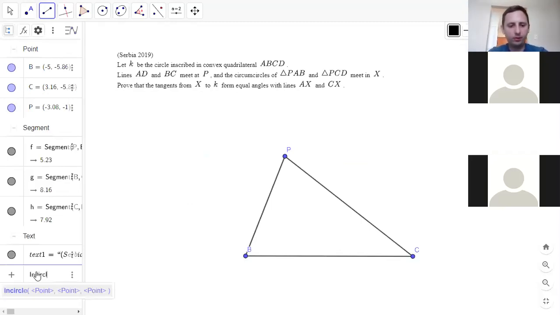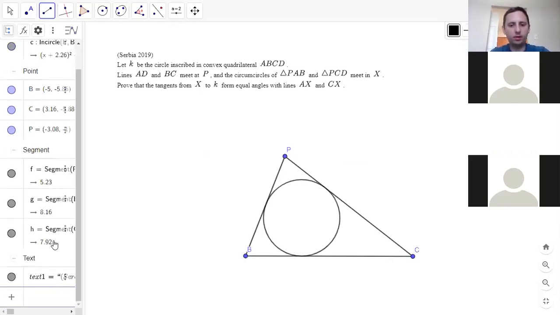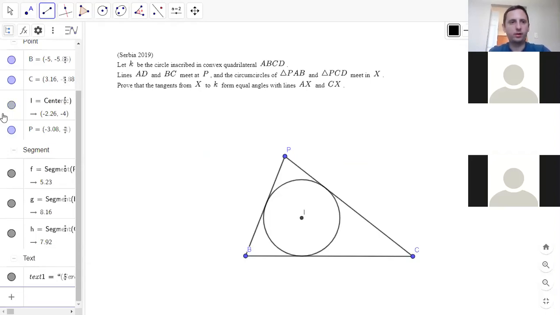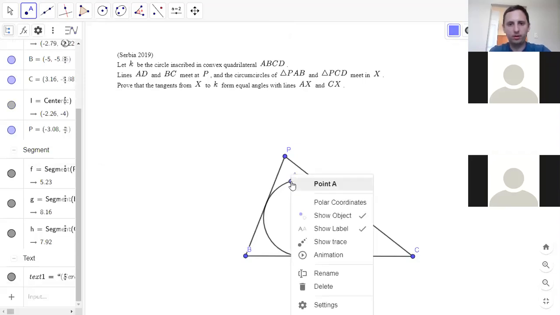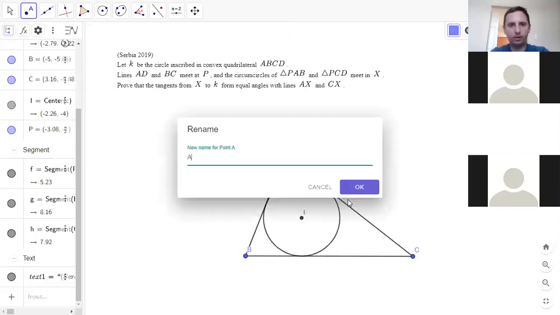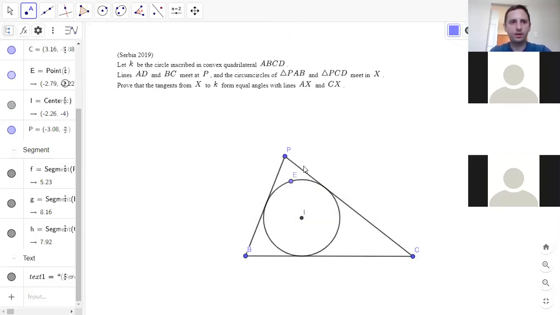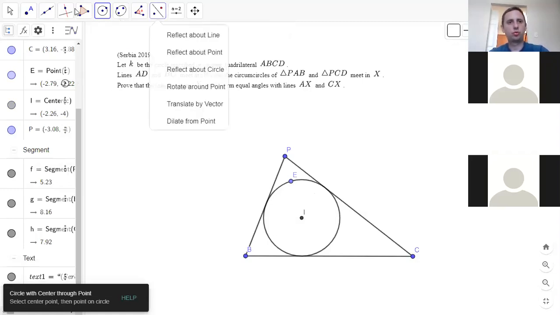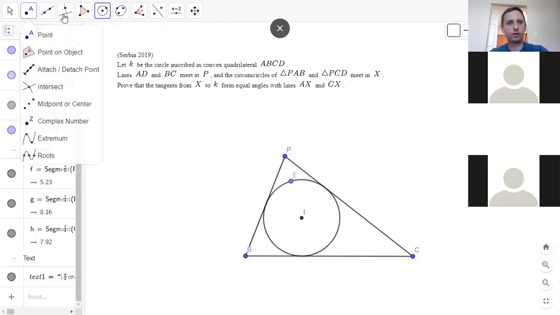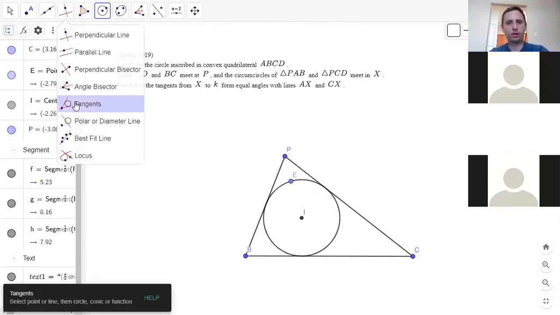So here's the incircle of PBC, and I'll let I be the center of it. And I'll pick a random point here. I'll rename it something else. Let's call it E. And I'll draw the tangent at E. Let's see. Where's the tangent? There we go.